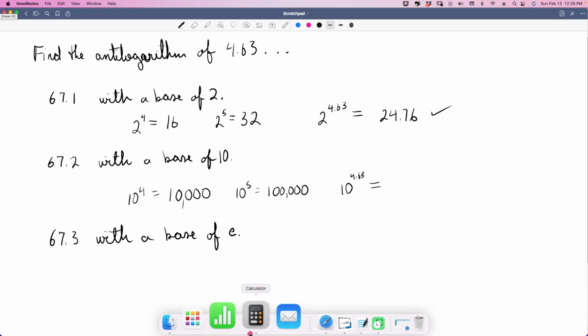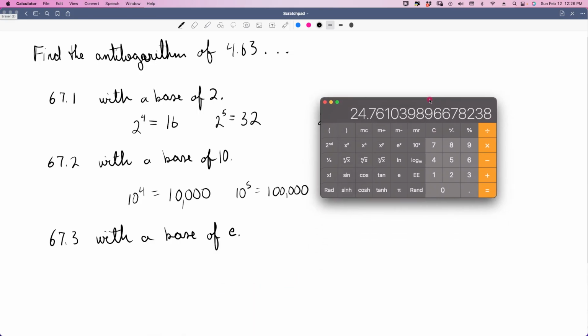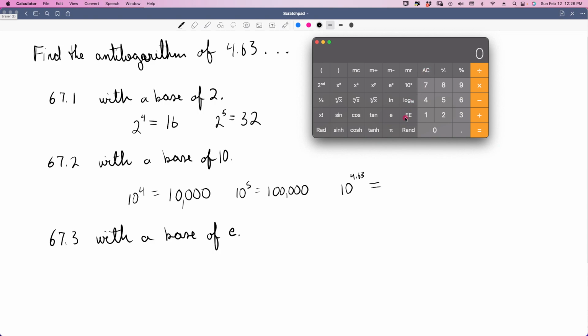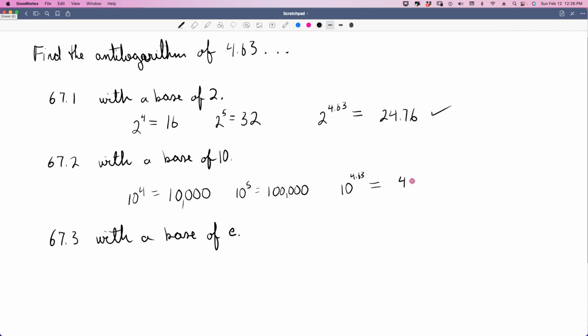So if we put that in the calculator, let me move this up. I'm going to clear that out really well. 10 xy, put in my exponent, and I get 42,657.95. And that's the correct answer. 42,657.95. That is correct. And you see it falls about halfway between here and here. So let's look at it with the base of e.